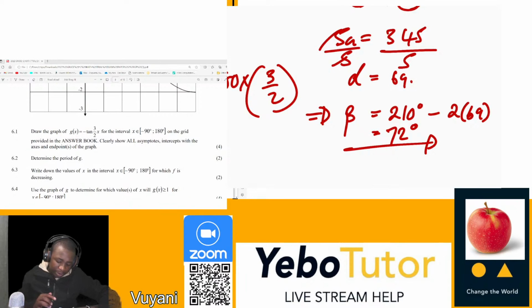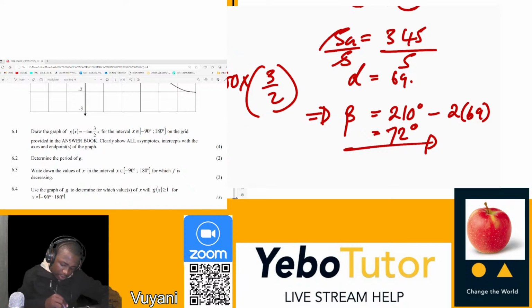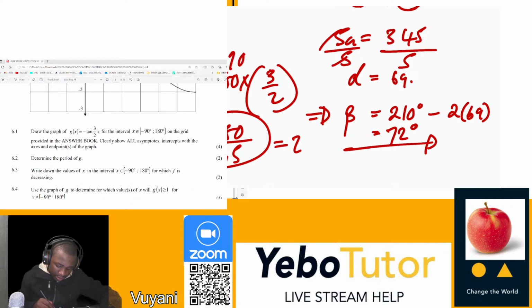This will be 90 times 3, that's 270. So the period of the function will be is it 270 or 120? Let's see. It's 180 divided by 1,5. Then 90 times 3, that's 270. I hope I did the calculations correctly. Or is it not supposed to be 1,5? Yeah, it should be 1,5. Then we get 120, sorry. Then you get your answer there.